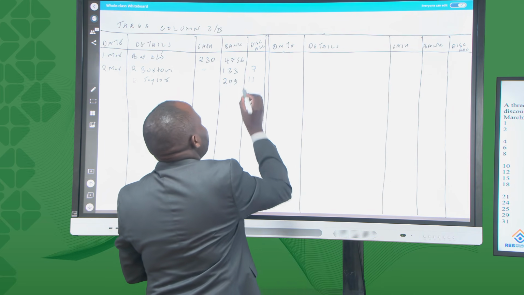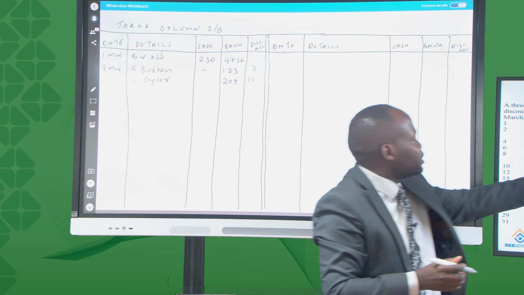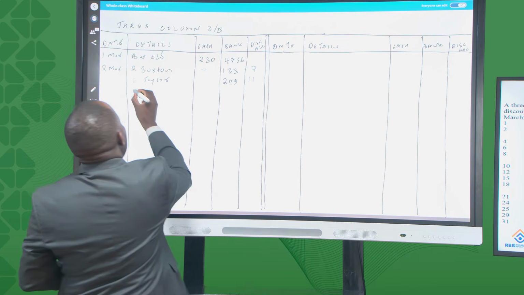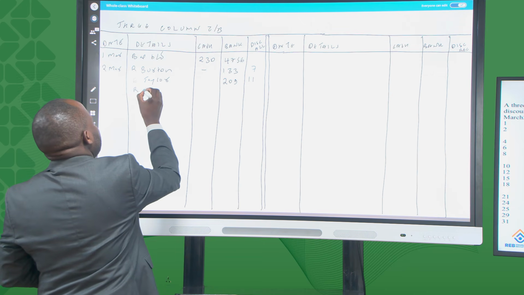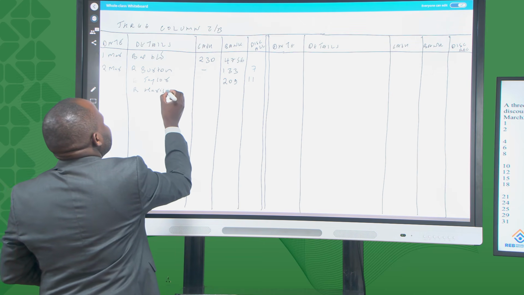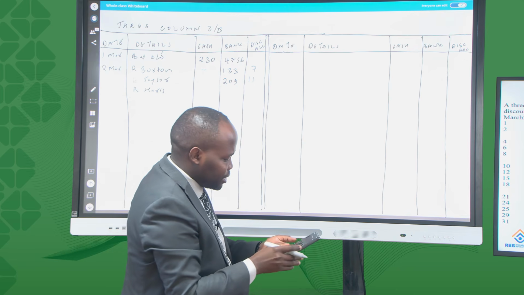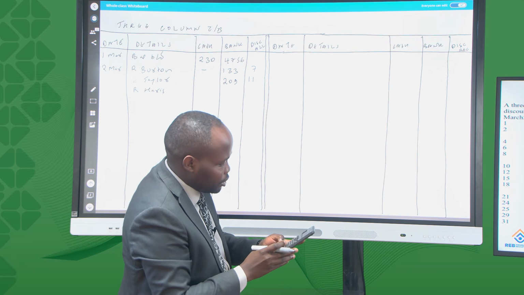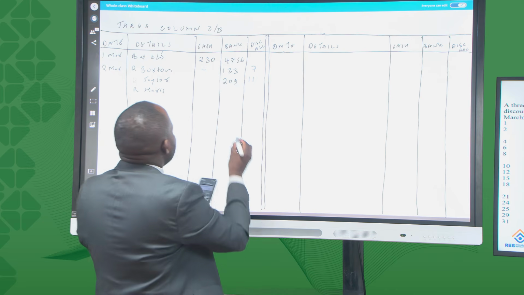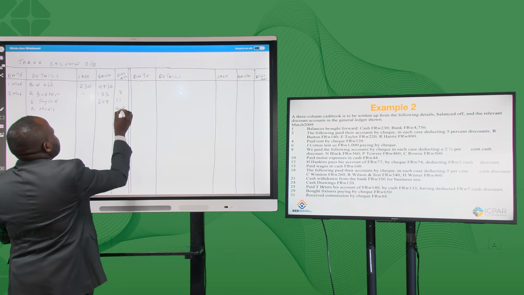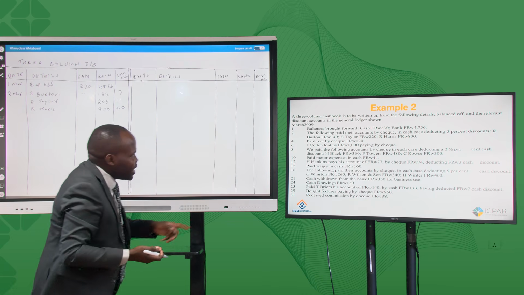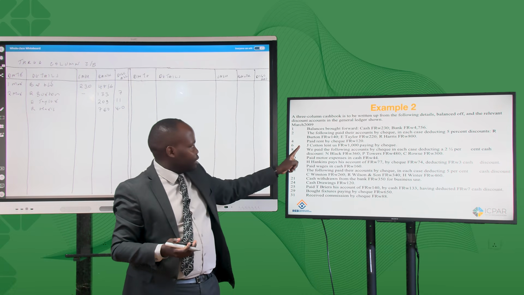209 plus 11 should give you 220. And then next, R is 800. We discount 5% times 800, it gives you 40. So this will give you 760. So we are done with that date. We go to the next date.